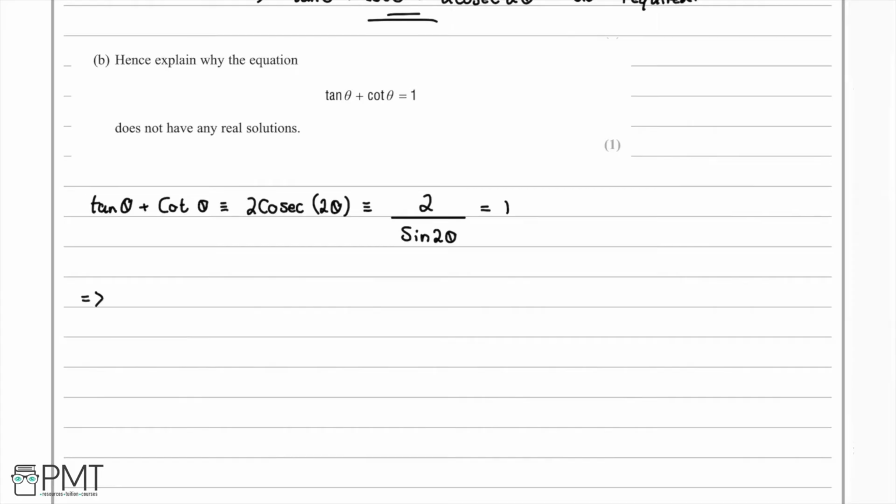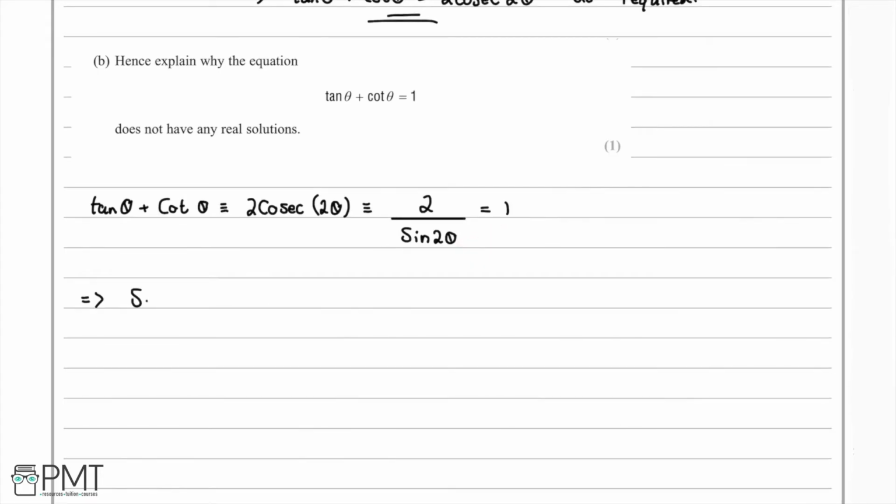So we can multiply both sides by sine 2 theta, which will give us that sine 2 theta is equal to 2. So now we're thinking, right, this is great. So we can then work out 2 theta is equal to sine minus 1 of 2. But we have a problem. We can't do this because no solution exists. So we need to think, why does no solution exist?